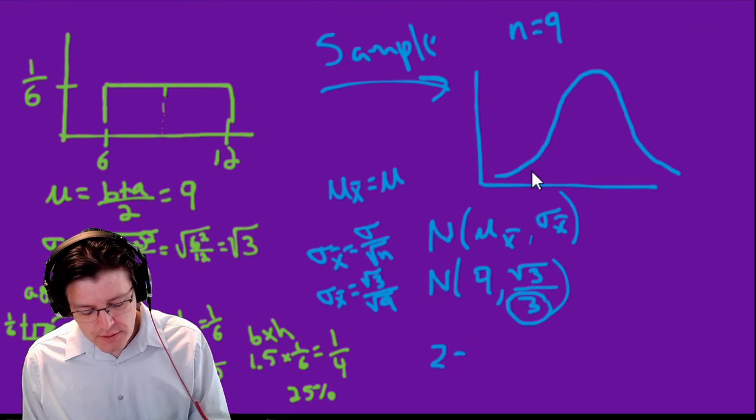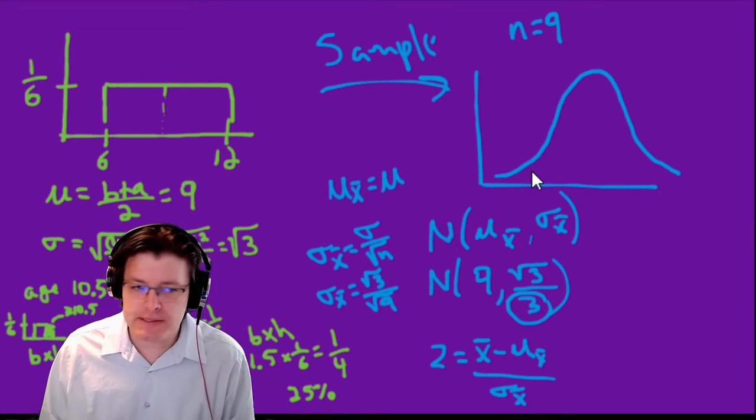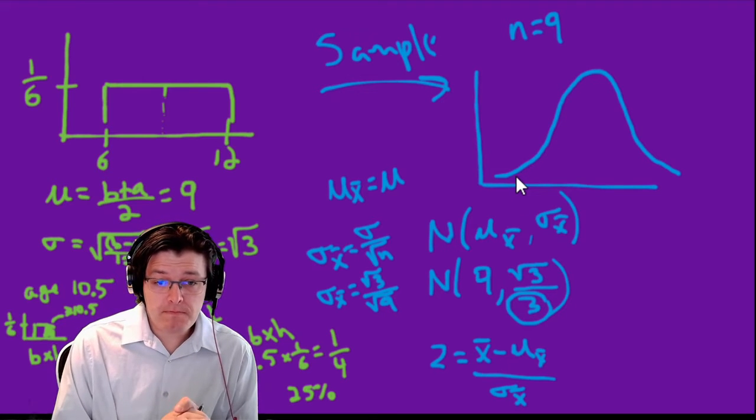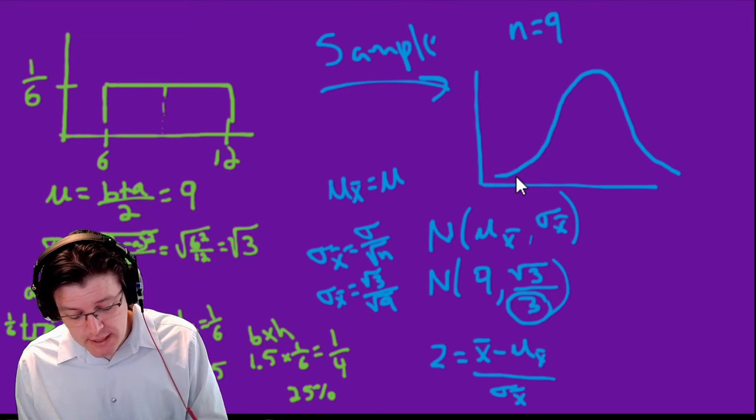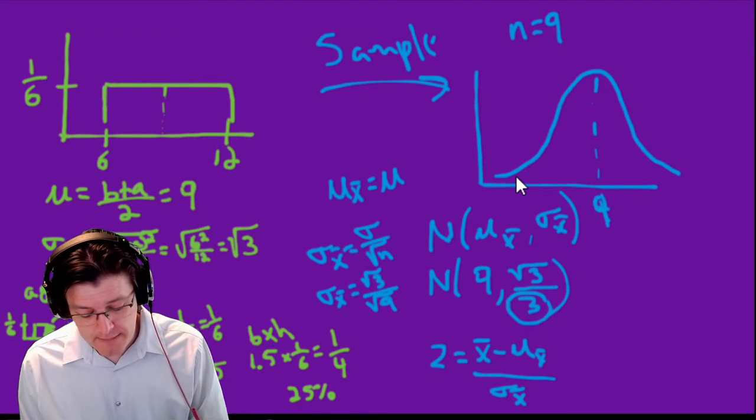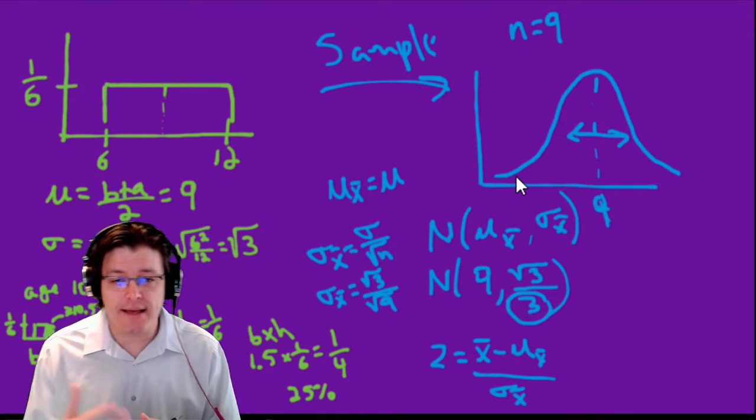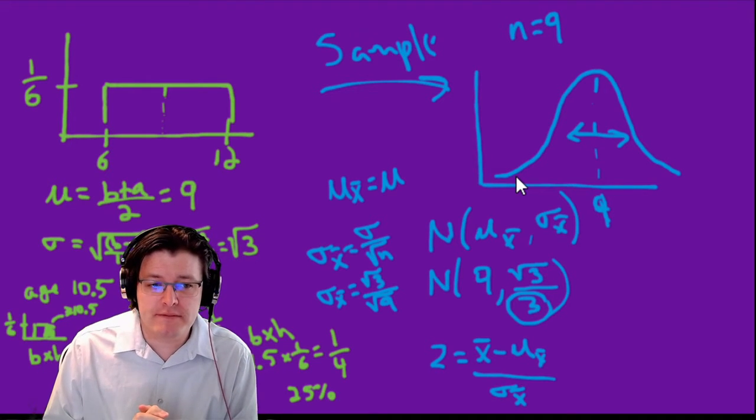And so we have to go through z is equal to x bar minus mu of the x bars divided by the standard deviation of the x bars, or the sample means. And so that's the process we can find. Again, we know that this normal distribution is centered around 9, and has a standard deviation, right? It's got a certain spread to it, and we've calculated that as the square root of 3 over 3, or about 0.57.